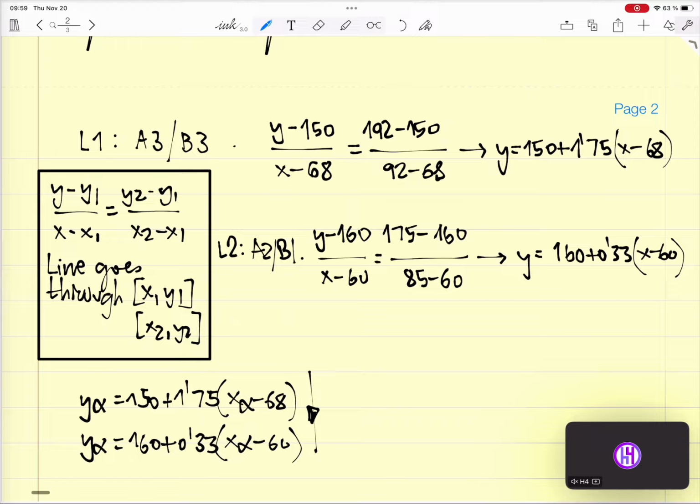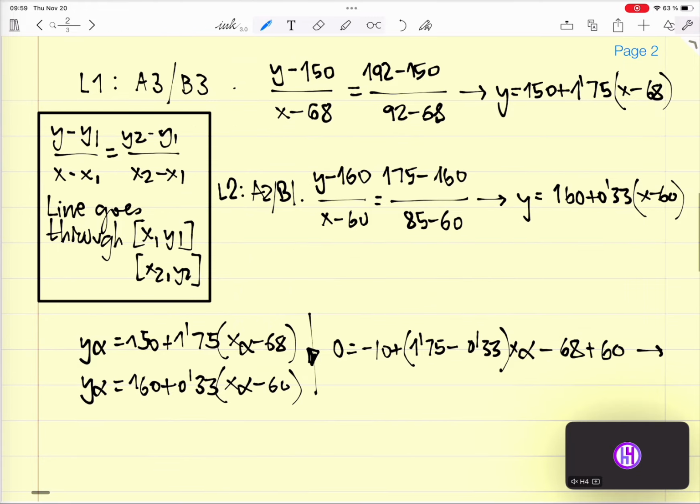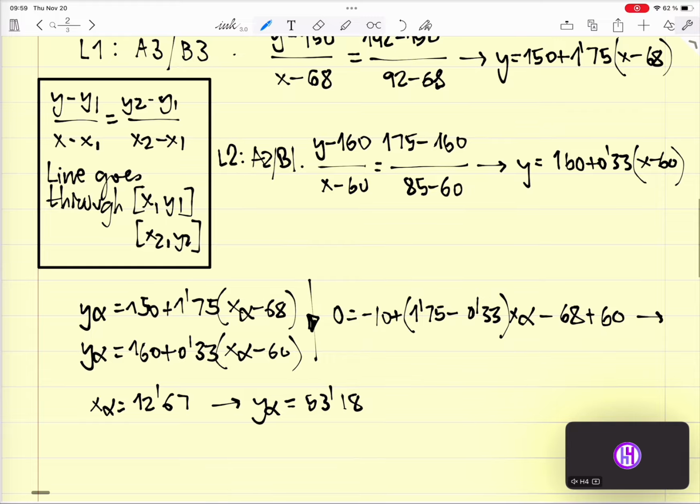So as a result we get that 0 is minus 10 plus 175 minus 0.33 x sub alpha minus 68 plus 60. So we get that x sub alpha equals 12.67, and as a result epsilon sub alpha equals 53.18. Okay, so this is our point alpha, 12.67 and 53.18.